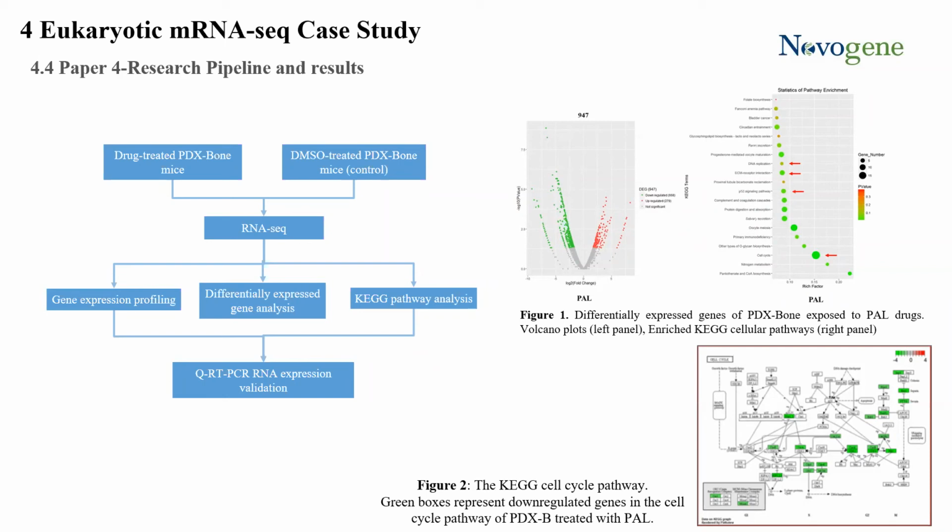Any cancer biologist knows that the cell cycle is extremely important in tumorigenesis, and the scientists then decided to further investigate this drug. On figure 2, you can see the KEGG cell cycle pathway, and the green boxes indicate downregulated genes in the cell cycle. This was specifically for the PDX model when it was treated with the drug POL, which stands for palbociclib.